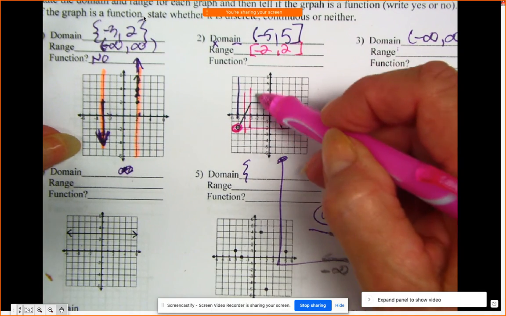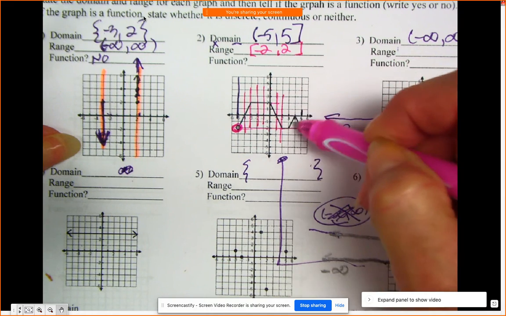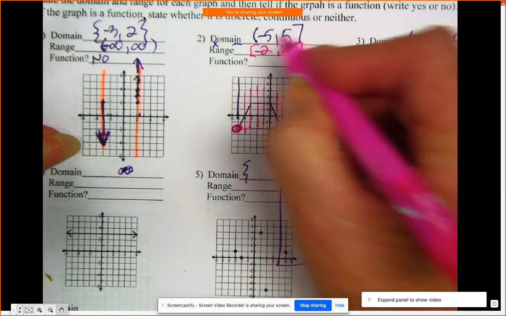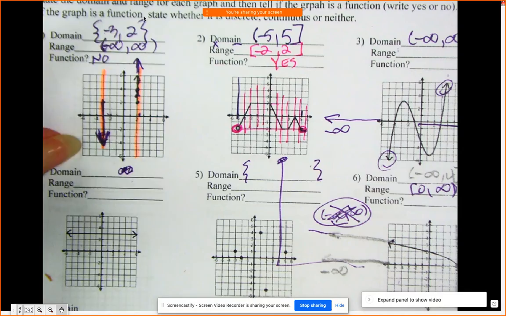Is it a function? Absolutely. Vertical line test, nowhere is X being a player. I mean, it might be a weird looking graph, but I don't hit 2 points. So yes, it's a function.